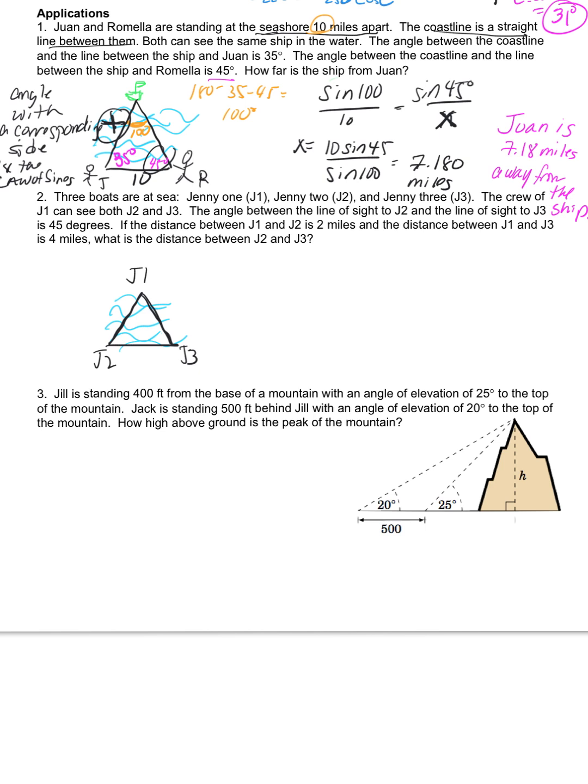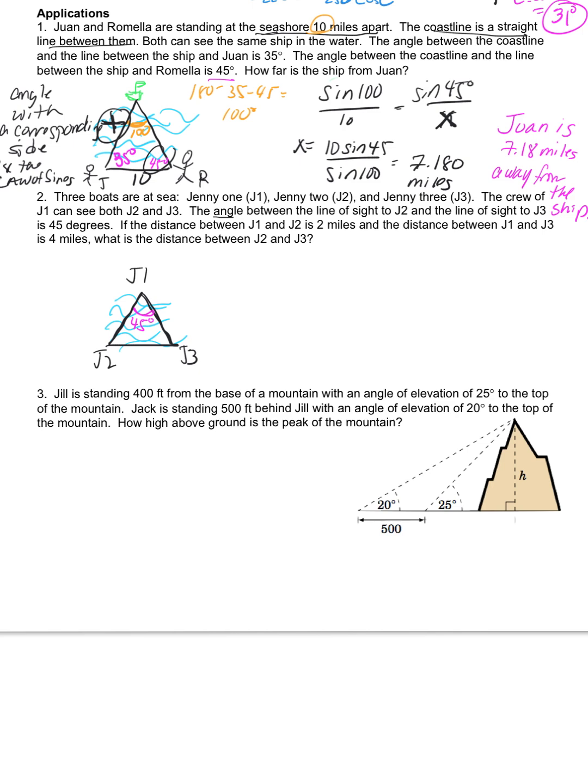And then it says the angle between the line of sight to J2 and the line of sight to J3 is 45 degrees. So I'm seeing 2 ships I'm looking at, so the angle has to be from the same place. So that angle has to be right here, 45 degrees. Okay.